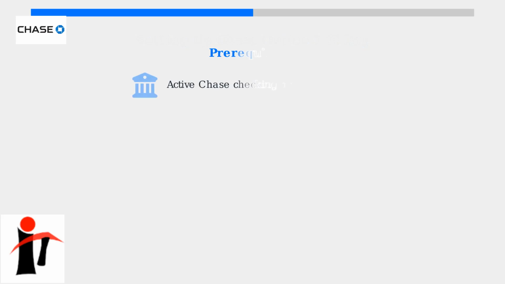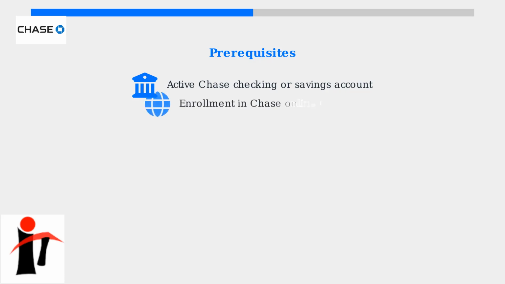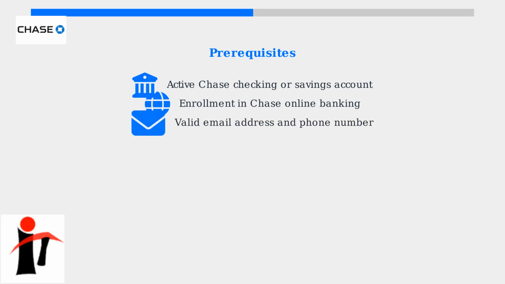Before you can use Chase Online Bill Pay, you'll need to meet a few simple requirements. First, you must have an active Chase checking or savings account. Second, you need to be enrolled in Chase Online Banking. If you haven't done this yet, you can easily enroll on the Chase website or mobile app. Finally, make sure you have a valid email address and phone number. These will be used for important notifications about your payments and account security.